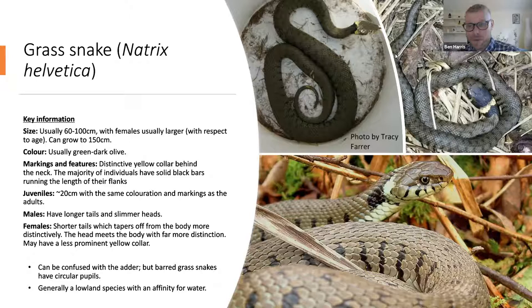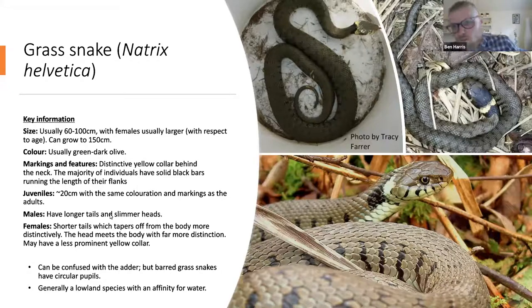And to actually determine that, you would have to flip the snake over and you'd have to identify something called the vent. And you'd work out where the tail is in comparison to where the vent is situated on the body. But you'll find that the males have much longer tails. It's much harder to see where the body finishes and the tail begins.